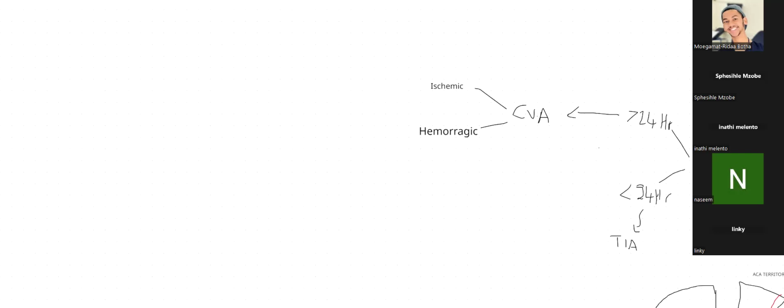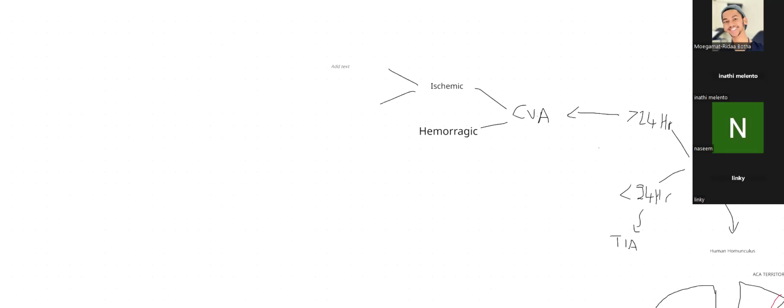For the ischemic strokes, there are two types: your thrombotic stroke as well as the embolic stroke. Thrombotic and embolic. And then with the hemorrhagic stroke, there's the intracerebral hemorrhage and the subarachnoid hemorrhage. Now moving on to the Oxford classification.